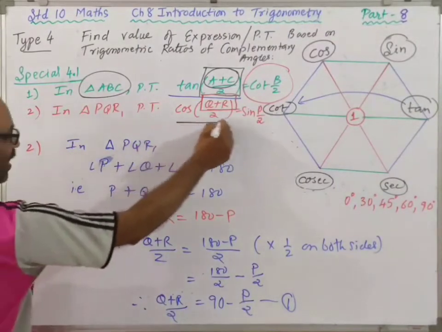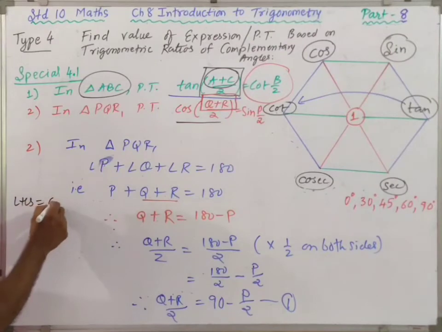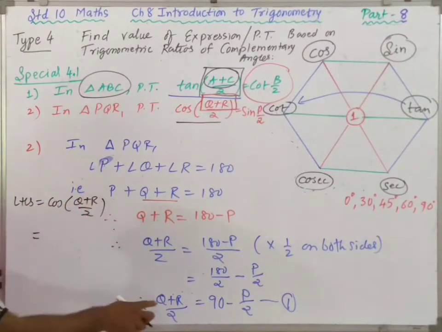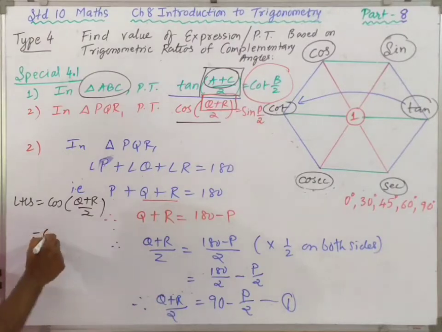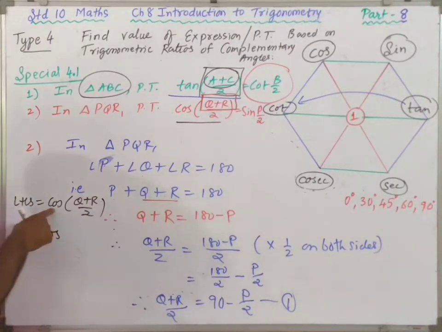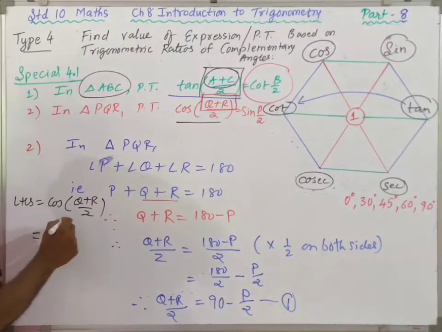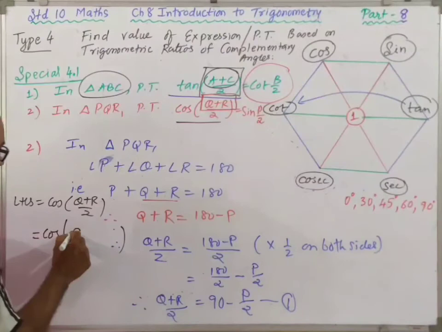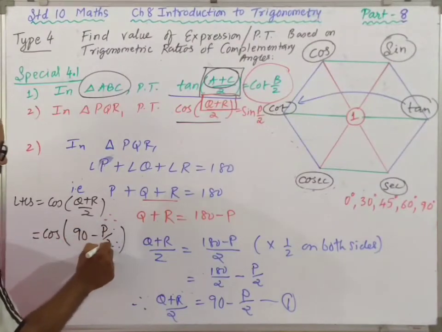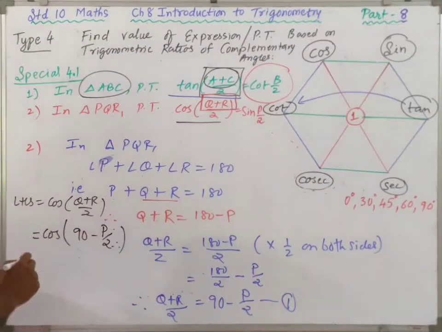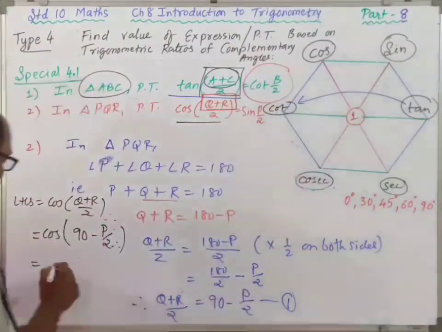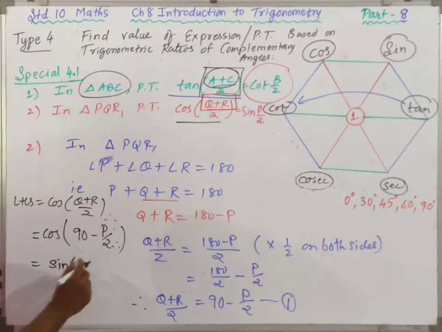Now you can pick up your left hand side. What is the left hand side? Cos of Q plus R by 2. You have already got the substitution. What is Q plus R by 2? Look, don't apply complementary yet, cos is still cos, right now it is just the substitution of this bracket. By result 1, that is 90 minus P by 2. Now we apply complementary. What is complementary of cos? Sine. So write sine.